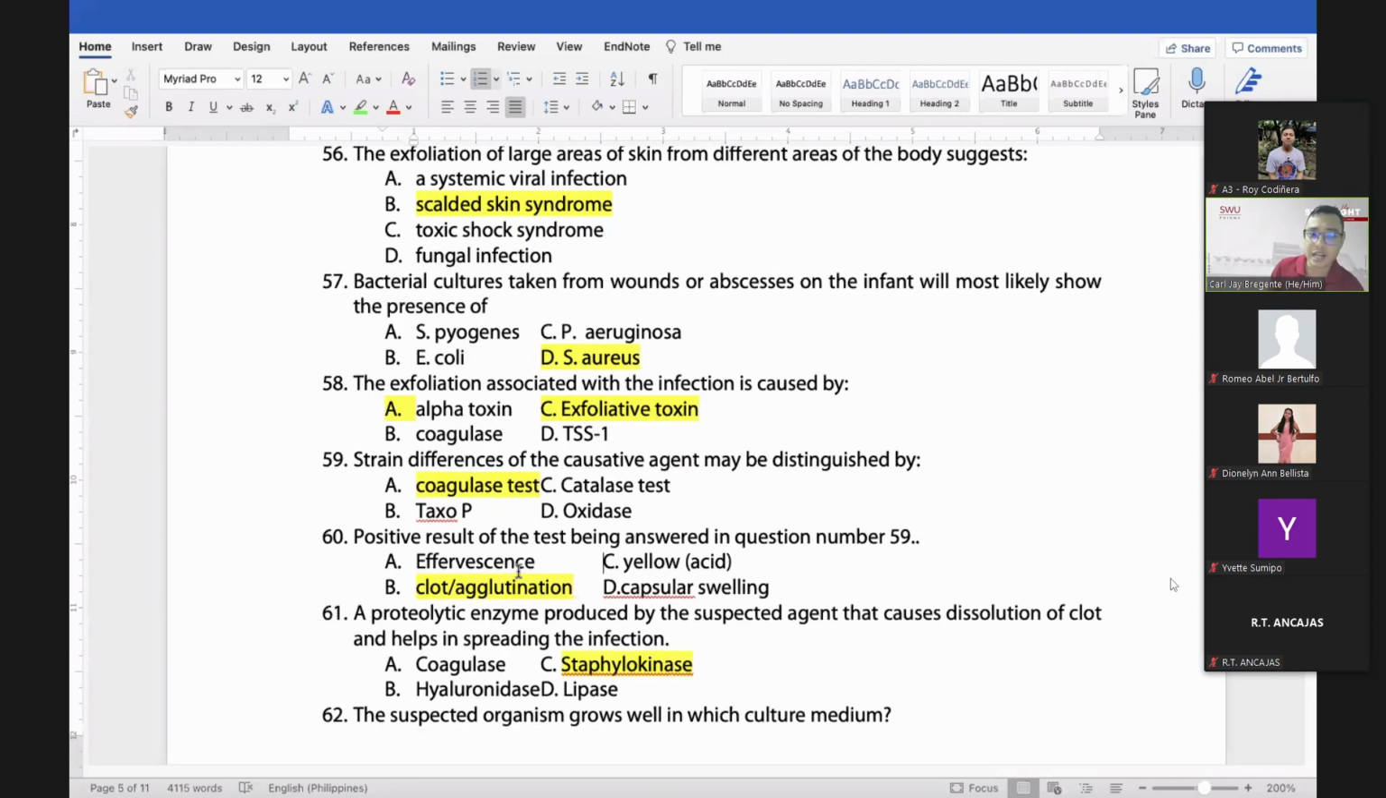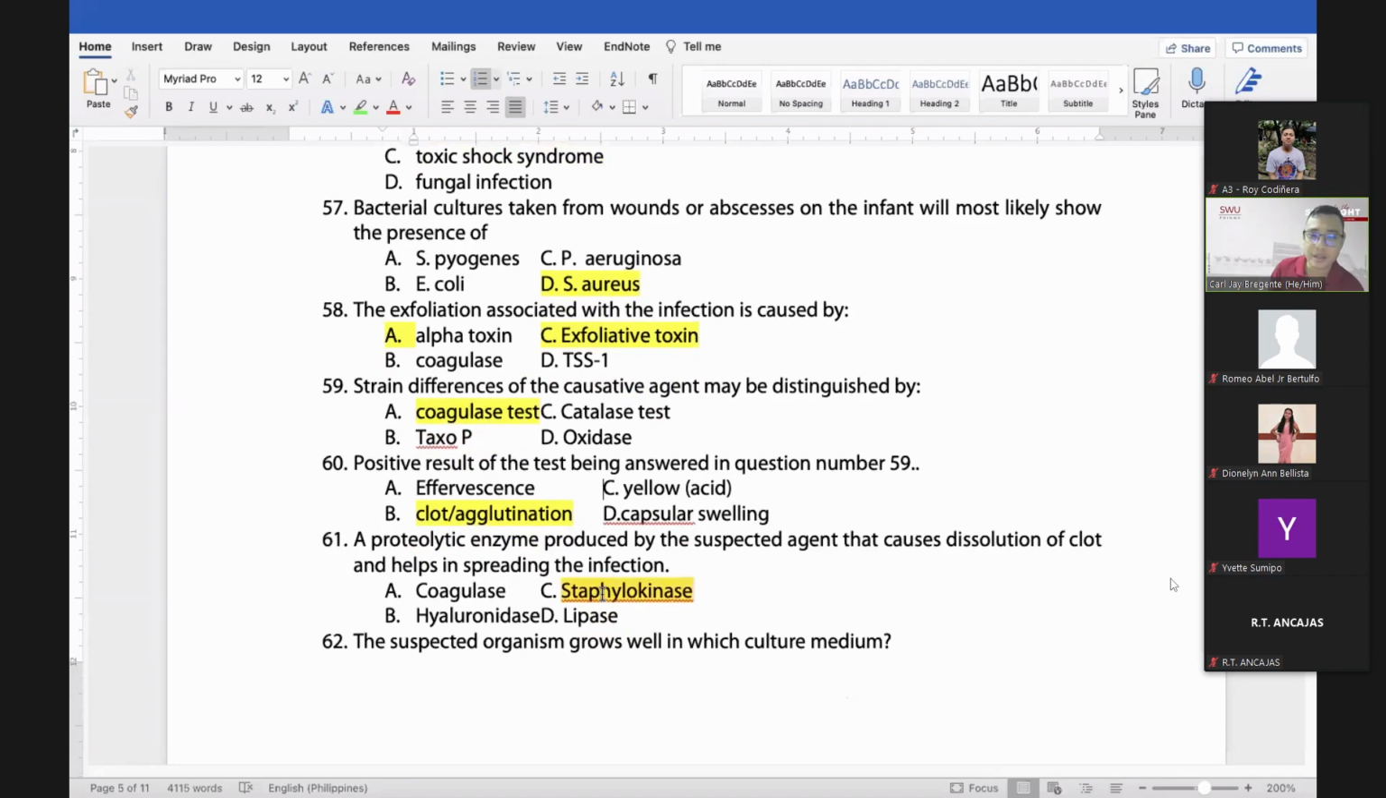Effervescence, that is for catalase testing. Yellow or acid, that is for sugar fermentation. And capsular swelling is for Quellung's test.